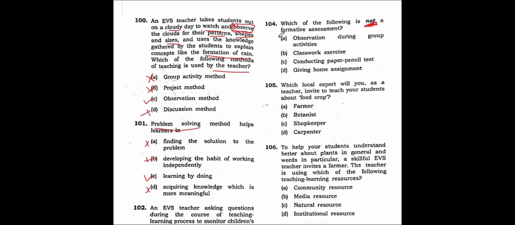Observation during group activities, is this the correct answer? This is not a negative sentence, so this will not be the correct option, because the wrong answer is the right answer here. Then classwork exercise, this is also a wrong option here. Giving home assignment is also a type of formative assessment, that's why this will not be counted. Classwork exercise is also a type of formative assessment. Observation during group activities is also a formative assessment. So these three will not be counted, but conducting paper pencil test is not a type of formative assessment.